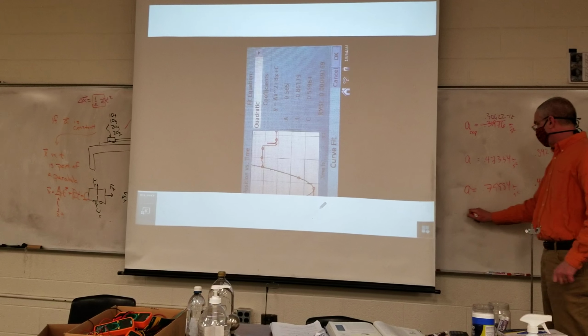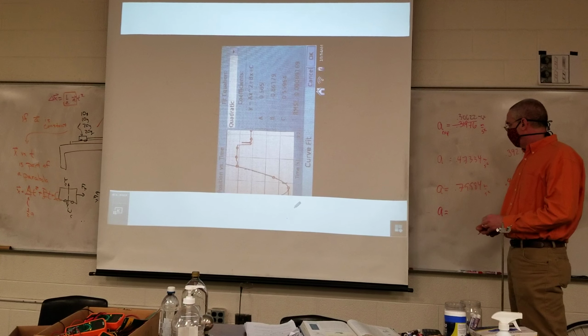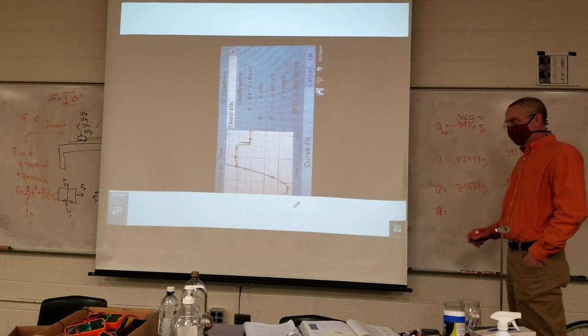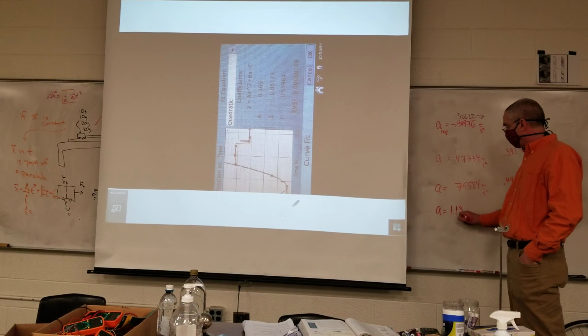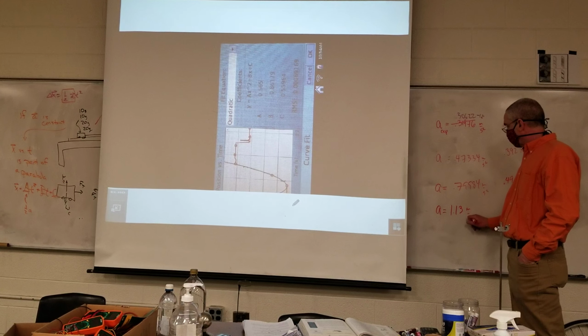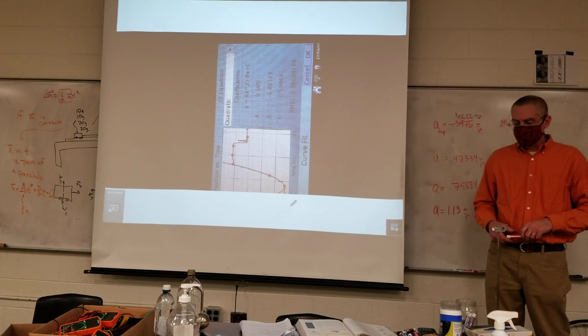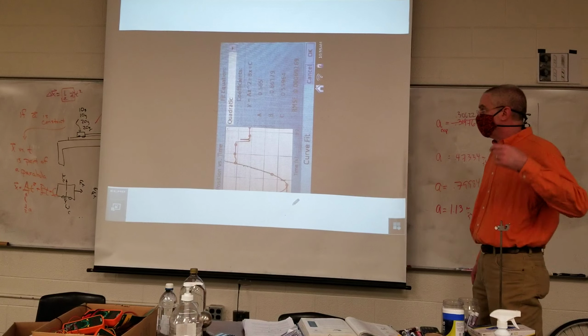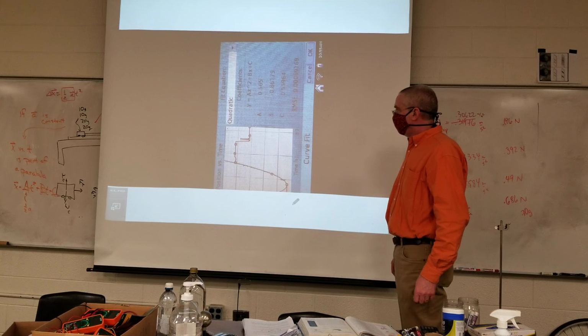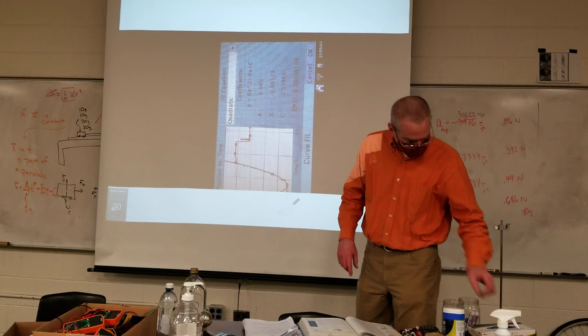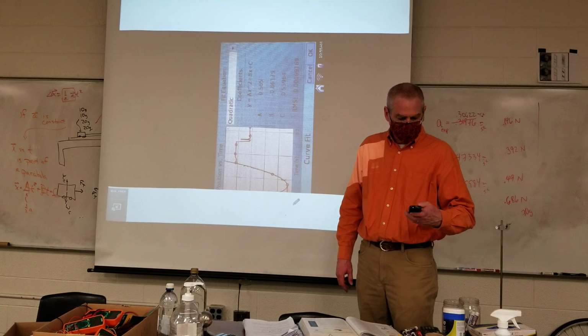And so our acceleration is whatever twice that is, 1.13. 1.13 meters per second squared. All right, so let's actually see how good this comes out. I don't need this anymore, at least not right now.